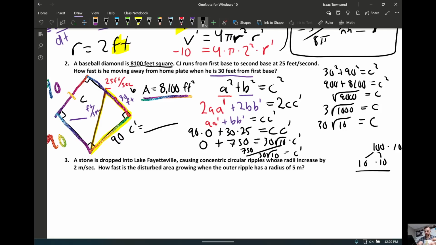Of course, if you're really interested in this type of question and this exact problem, you probably want to think of this as a decimal. So I went ahead and typed it in. It's about 7.9. So when he's 30 feet away from first base, if he's running at 25 feet per second, at that exact instant, he's running about 8 feet per second away from the home plate. That's what we just figured out.